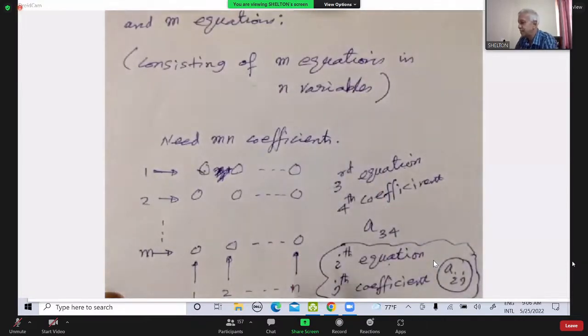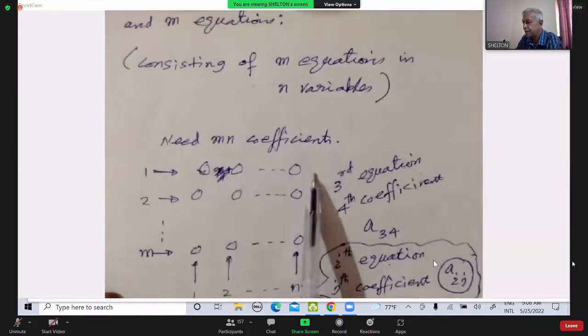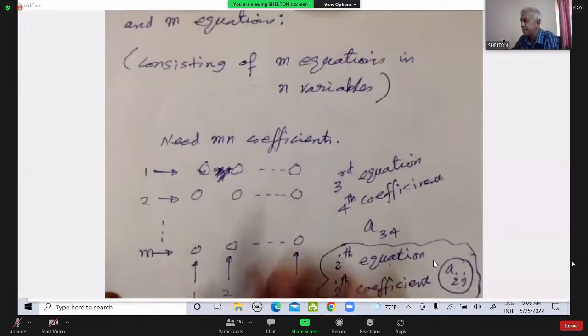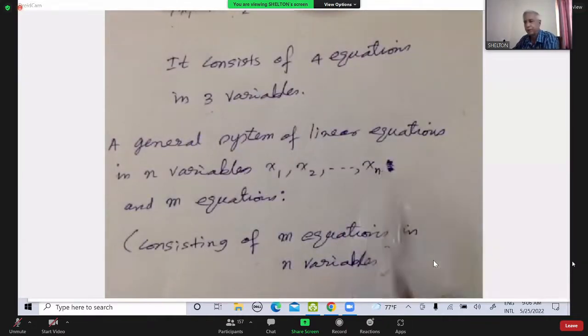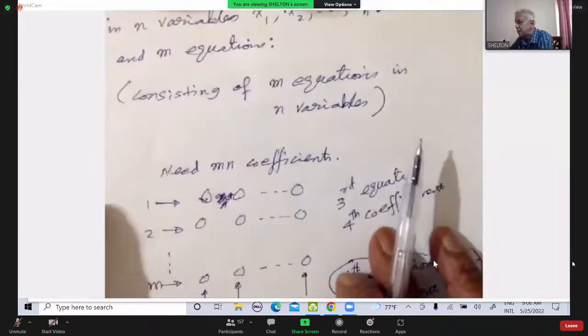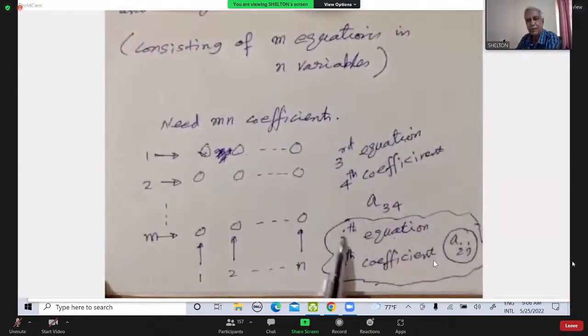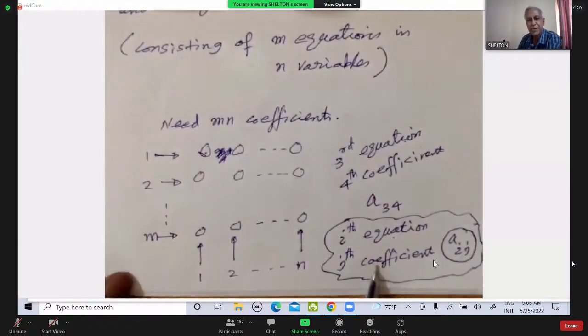Now, what else do we need? Now that we know how to denote a coefficient, I need names for variables. We said x1, x2, xn. So how do I write down the first equation using this notation?